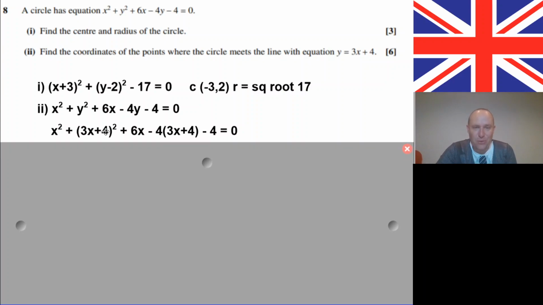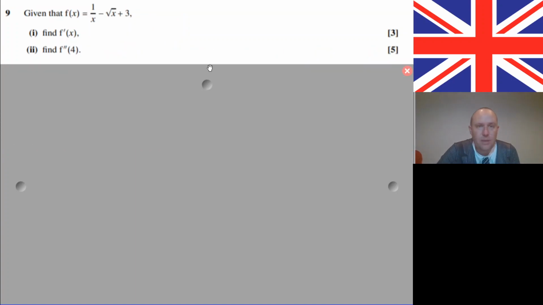You should be able to do FOIL on this. You should be able to distribute this. As it's x squared, you'd want it set equal to 0 if it's not already, and then you'd want to go ahead and solve that by either factoring or the quadratic formula.